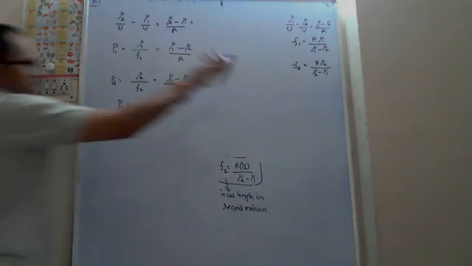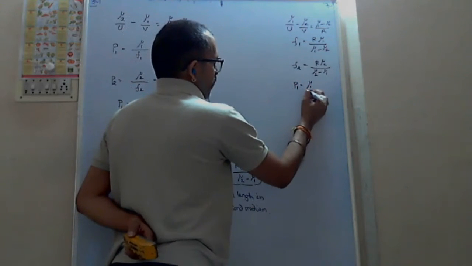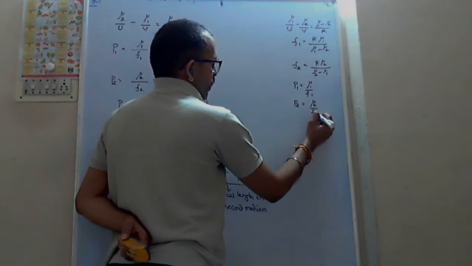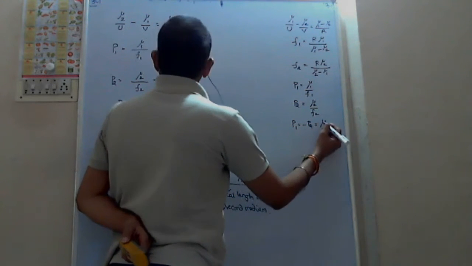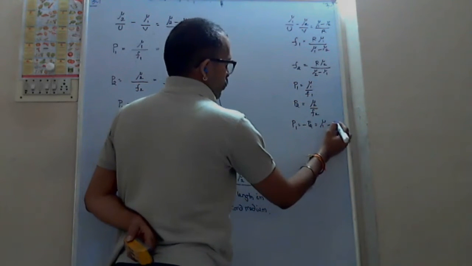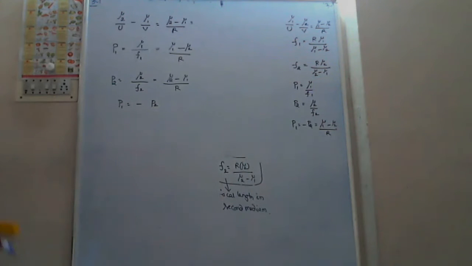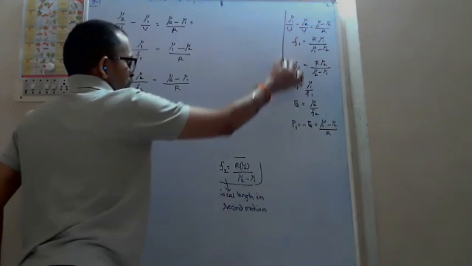So here we derived two more formulas. Power is equal to mu1 by f1, and that is equal to mu2 by f2, the second power, and P1 equals minus P2 equals mu1 minus mu2 by r. Am I right?